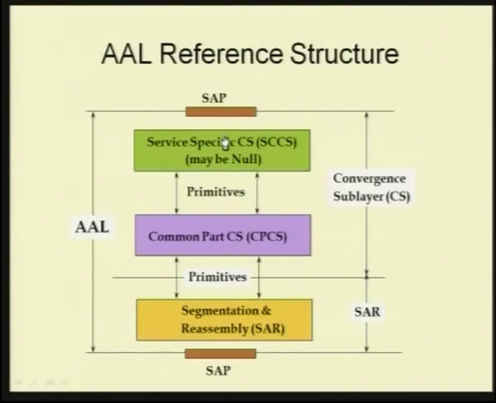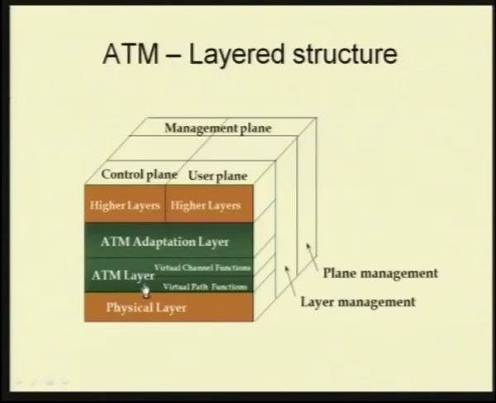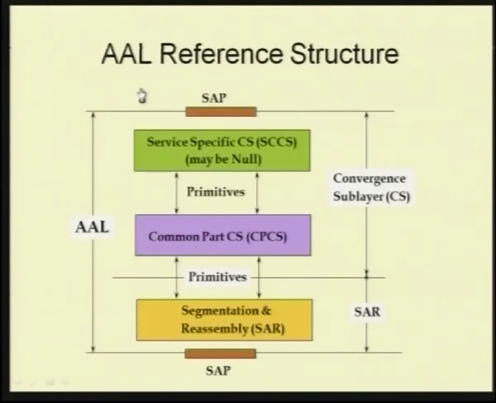If you look at the AAL reference structure, we have the ATM layer and then the ATM adaptation layer. This is where we are going to start. The ATM adaptation layer is referred to as the AAL layer. The reference structure for the AAL goes as given here. Below the AAL you have the ATM layer and above it you have a higher layer. Here are the service access points: one service access point with the higher layer and a service access point to the lower layer.